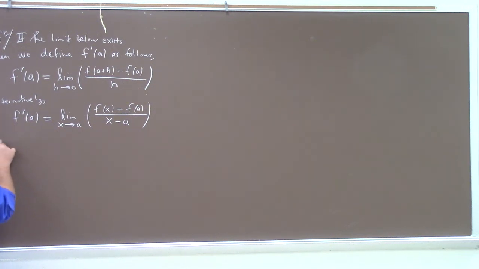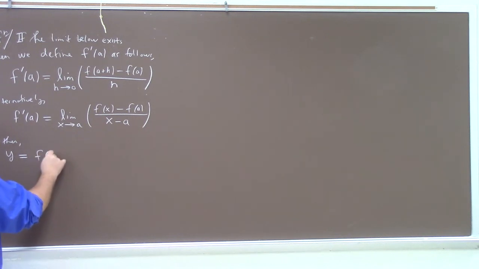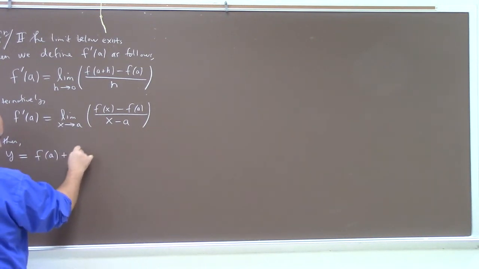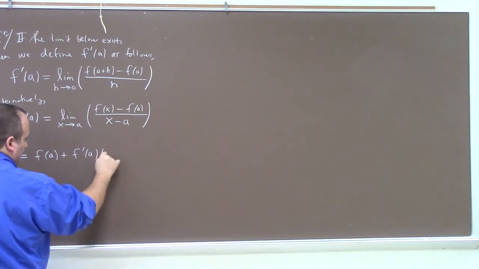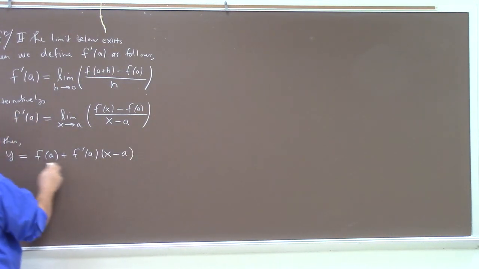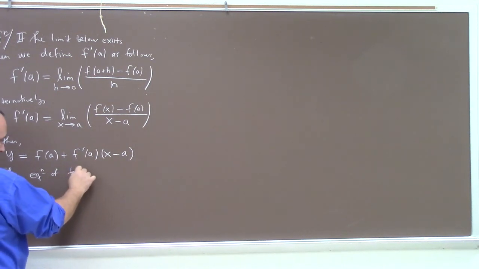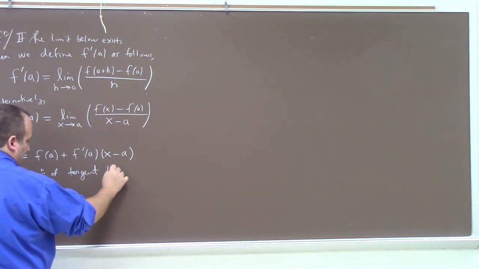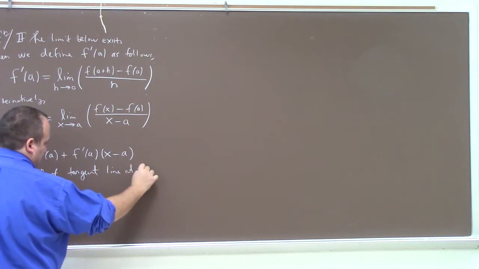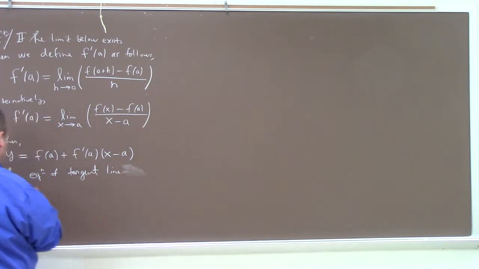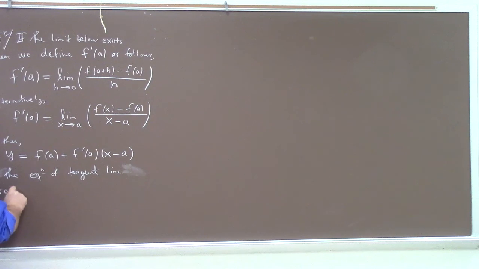Further, y equals f of a plus f prime of a times x minus a is the equation of the tangent line through a comma f of a, right?